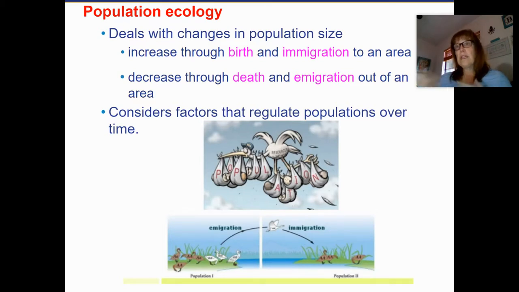Now, one of the ways, and I kind of mentioned that just a second ago, to keep immigration versus emigration separate is that the one that starts with I means that they are coming into a population. Emigration, the one starting with the letter E, those are exiting or leaving a population. So this is going to consider the factors that regulate population and population sizes over a period of time.